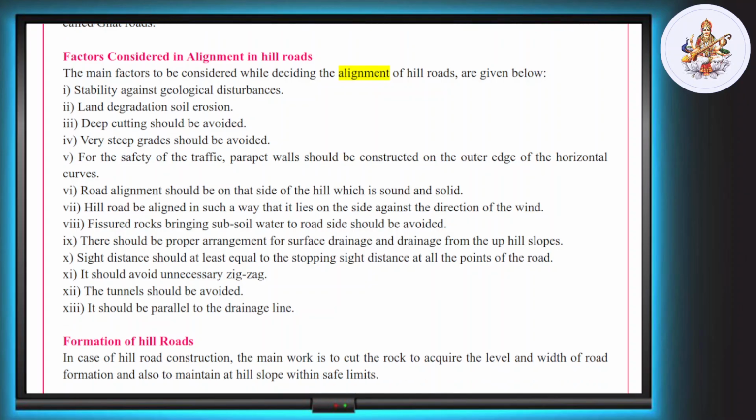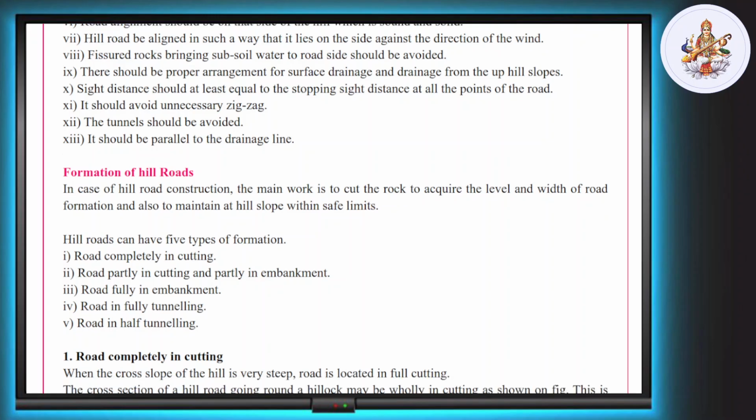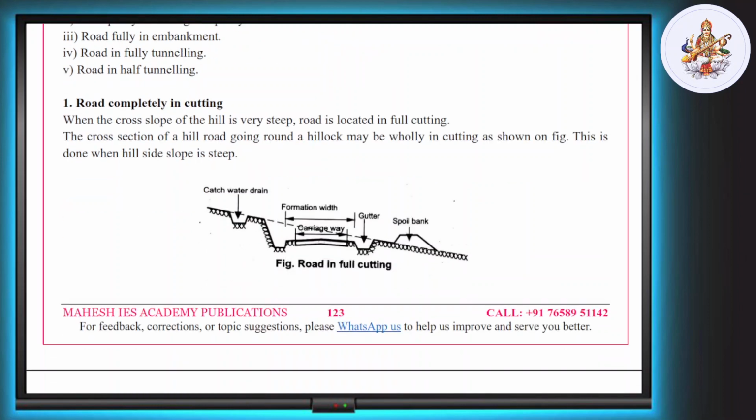Formation types of hill roads. Hill roads are not built like city roads. We usually modify the terrain using cutting, filling, or tunneling. There are 5 types of formations. 1. Road completely in cutting. Used when hill slope is very steep. Entire road is carved into the hill. Economical, but risky if slope is unstable.